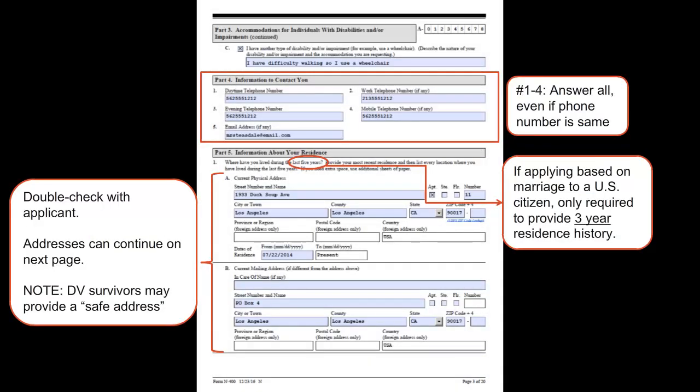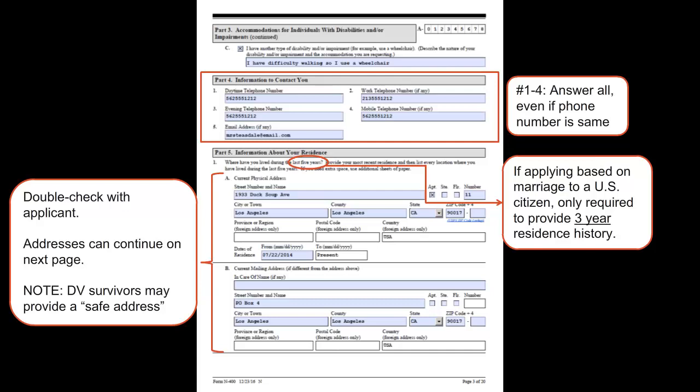On page 3, starting with Part 5, information about where the applicant lives. Question 1, the physical address, is where the applicant currently lives. This may not be their permanent or mailing address. You must start with their current address and get a 5-year history of all the places they lived, or a 3-year history if they're applying based on marriage to a U.S. citizen.